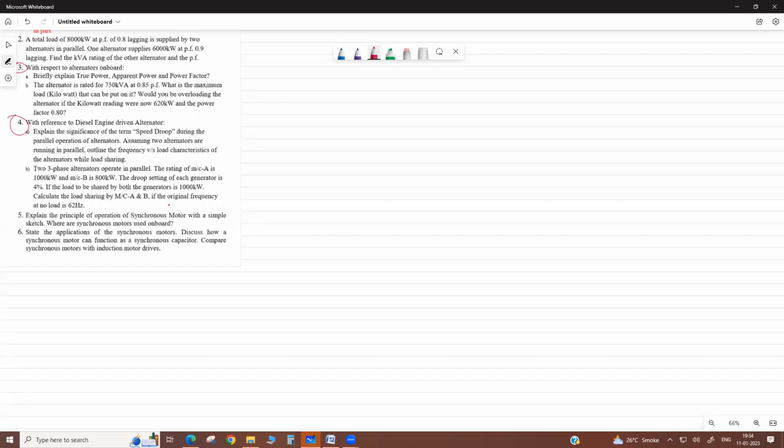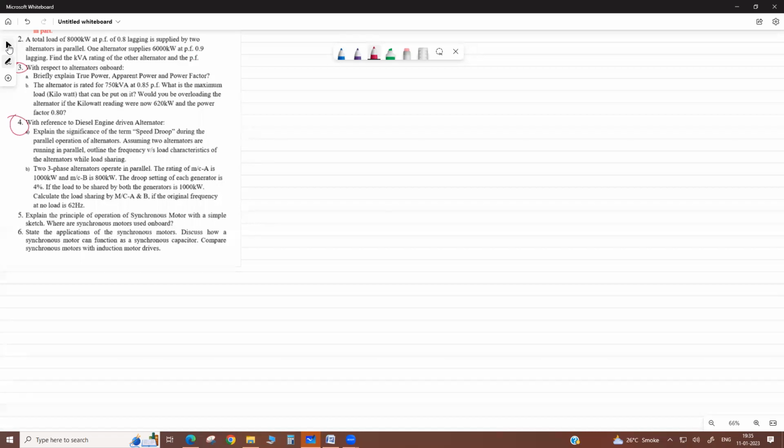So this speed droop, or droop speed characteristic, plays an important role when two machines are operating in parallel because it affects the load sharing, meaning it decides the load on each machine. Now he said to assume two alternators operating in parallel and outline this droop characteristic. And what is the droop characteristic? Actually, it is a frequency versus load curve.